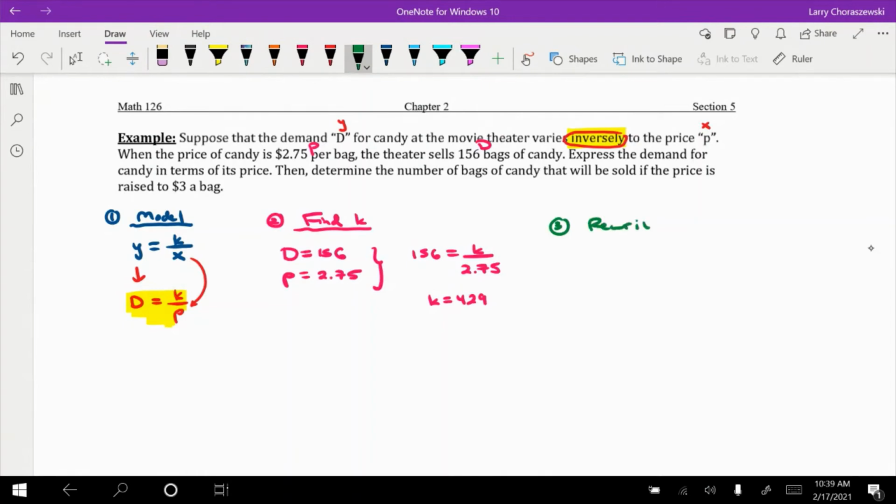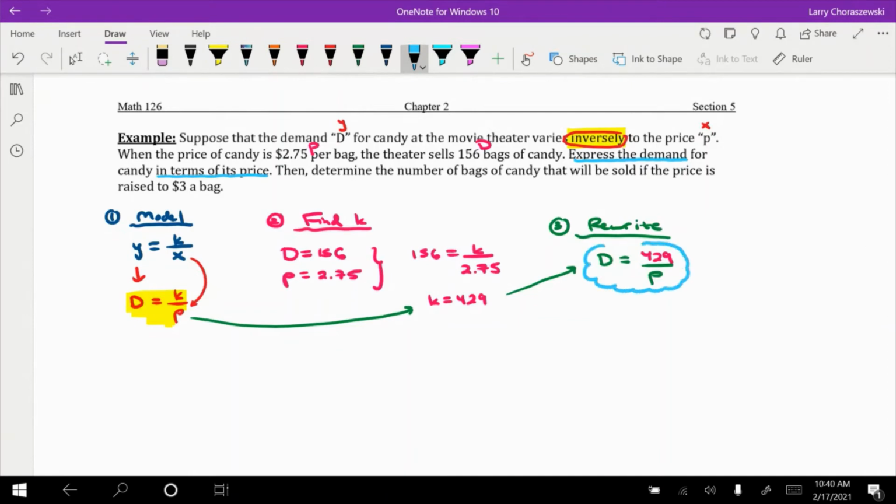Well, we'll rewrite our demand equation with our particular value of k. D equals 429 all over p. So in the third sentence here, where it says express the demand for candy in terms of its price, we actually satisfy that condition after we're done with step 3. Okay, so this is an equation that relates the two variables together, all the while keeping in mind inverse variation.